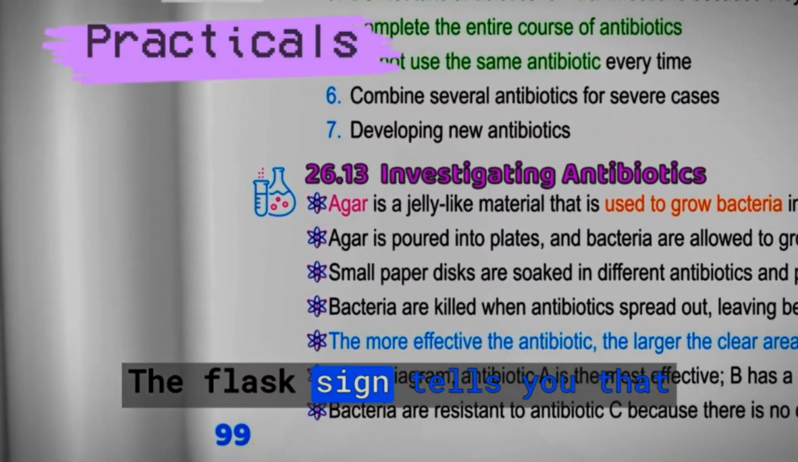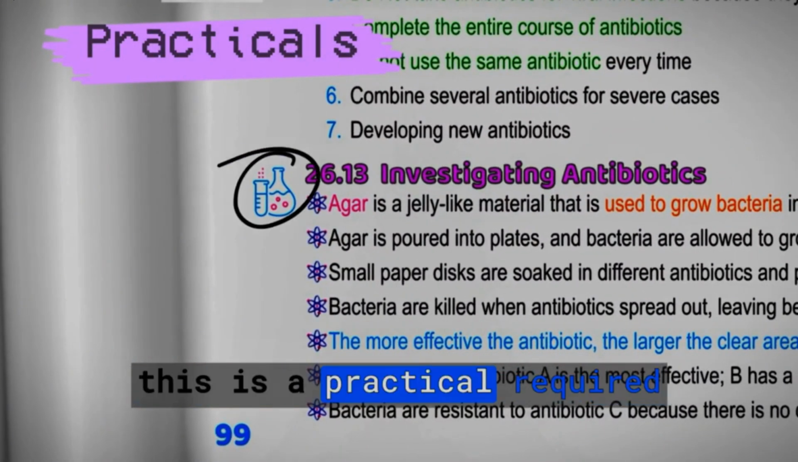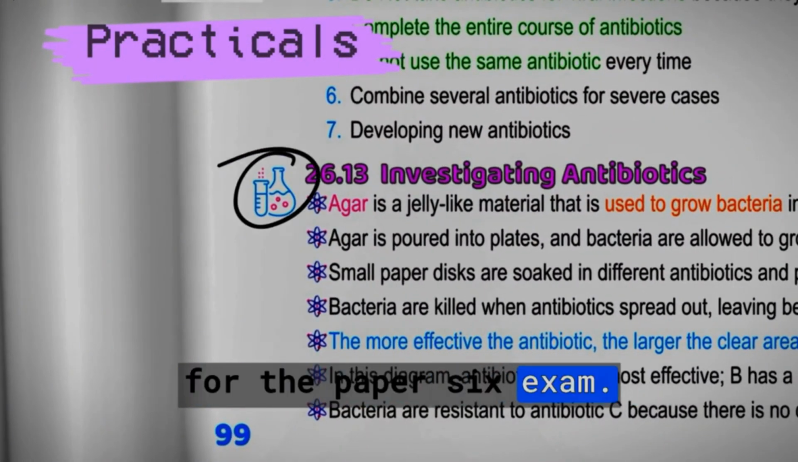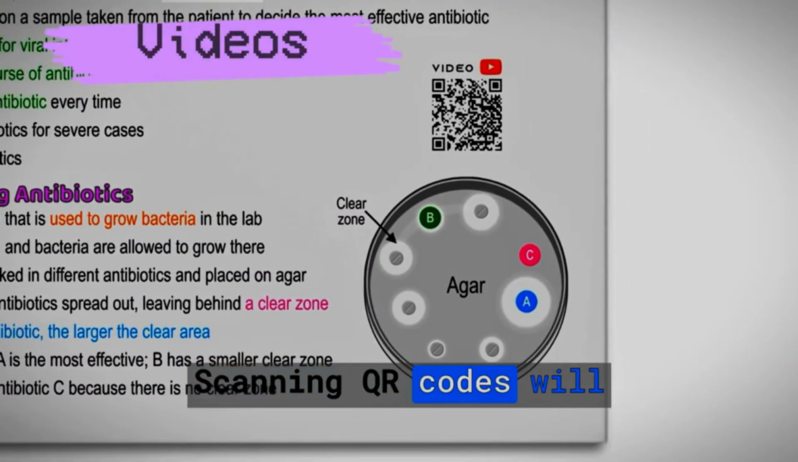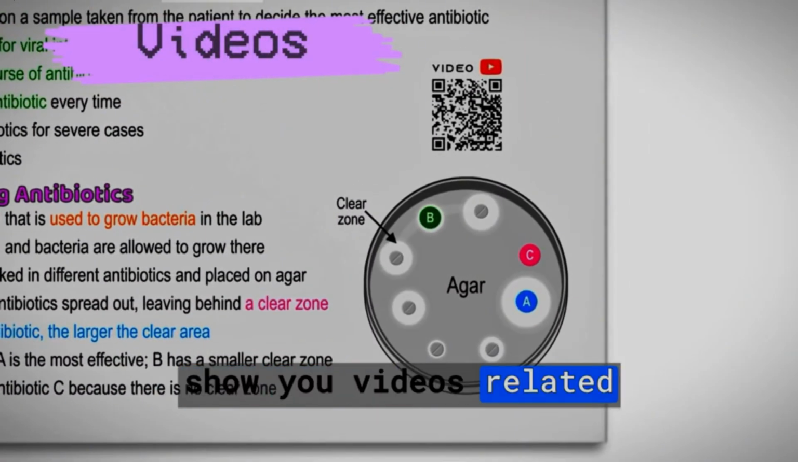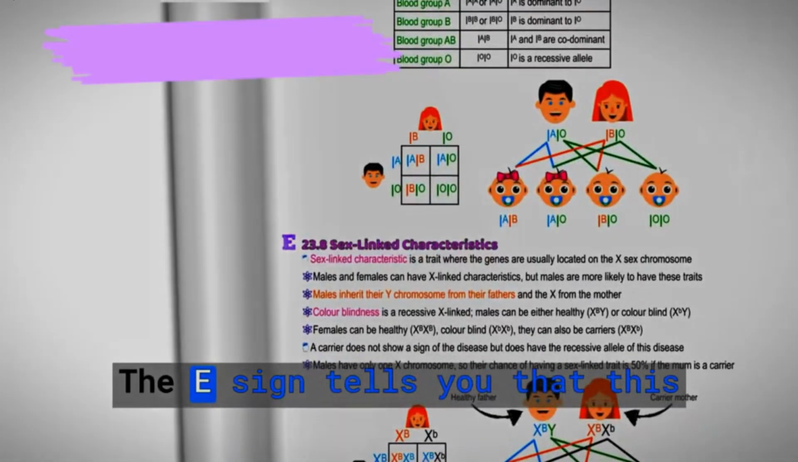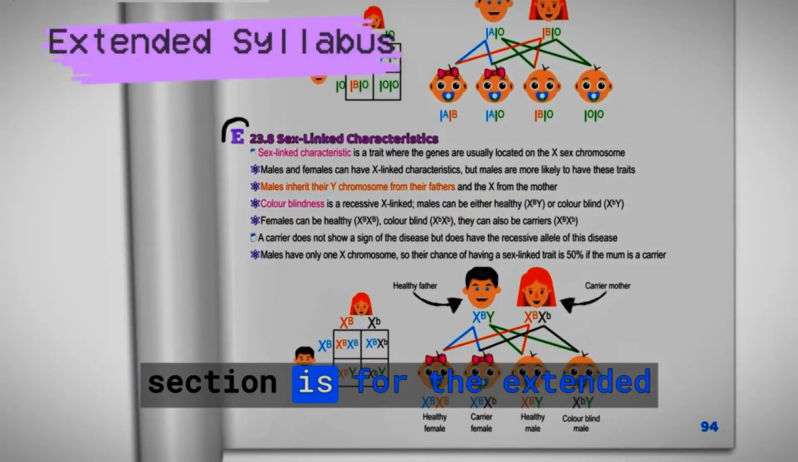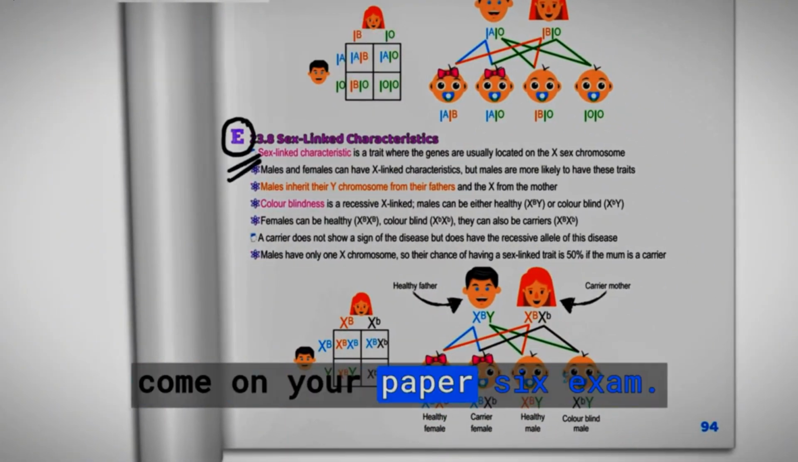The flask sign tells you that this is a practical required for the paper 6 exam. Scanning QR codes will show you videos related to those practicals. The E sign tells you that this section is for the extended syllabus and it's not going to come on your paper 6 exam.